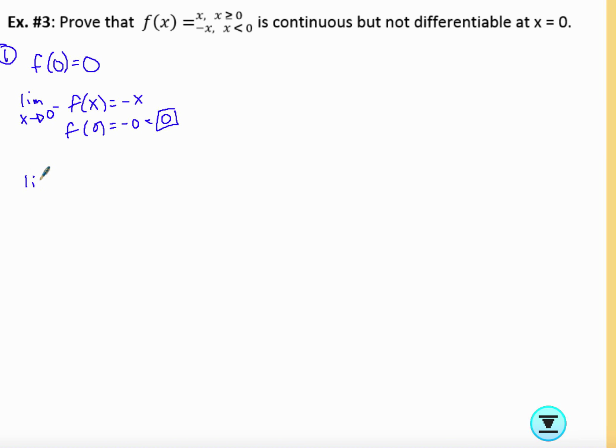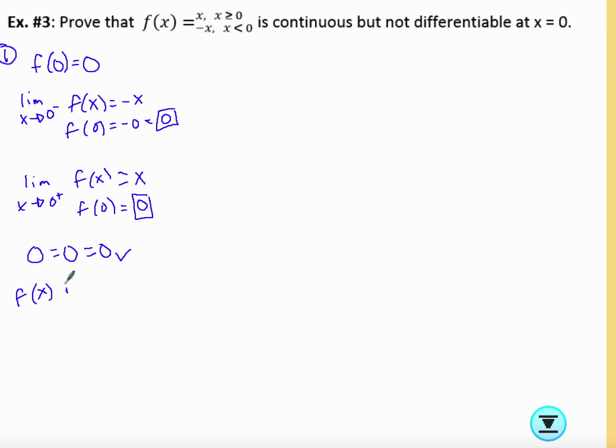Let's find the right-hand limit. Now, as we approach 0 from the right, we're coming at it from numbers that are larger than 0. So that's this top equation, and that's the equation we're going to use: f of x is equal to x. Well, I don't want to know about x, I want to know about 0. So we just substitute in a 0 for the x, and we get 0 again. So f of 0 is 0, the left-hand limit is 0, and the right-hand limit is 0. These all match. So f of x is continuous at x equal to 0.